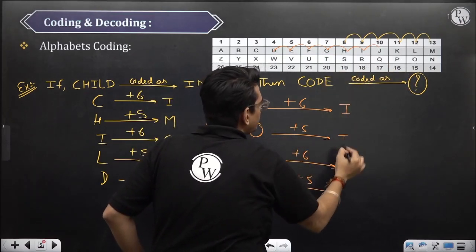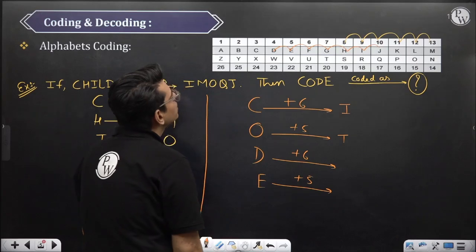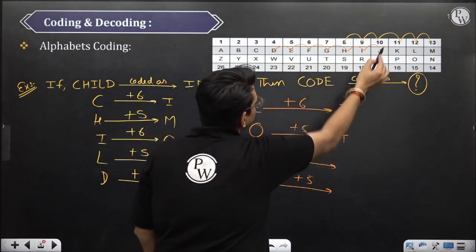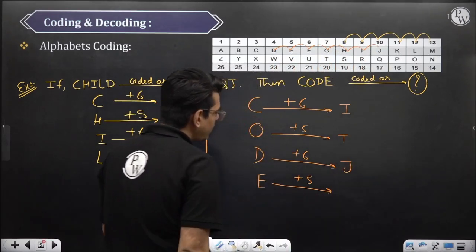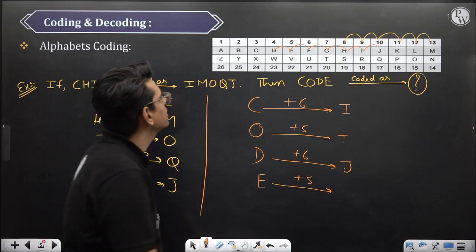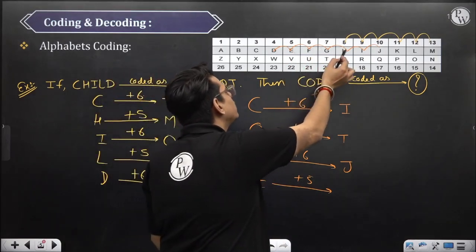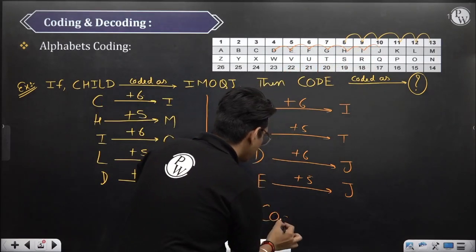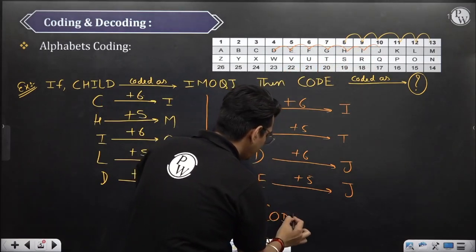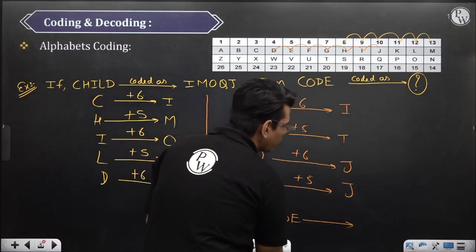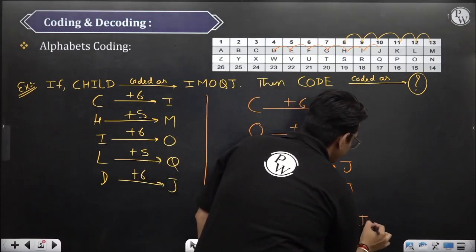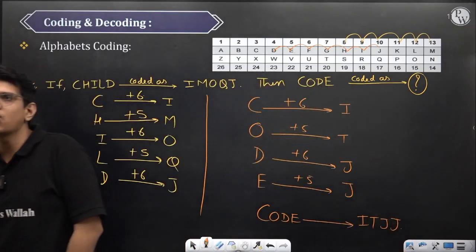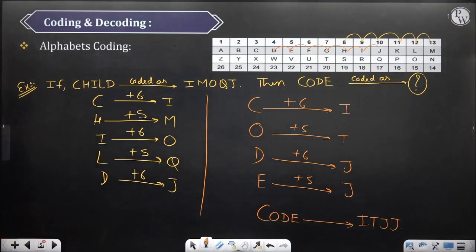This is T. D, we need to go 6 places ahead. Already we have 1, 2, 3, 4, 5, 6. So this is J. And E, we need to go 5 places ahead. E is here. 1, 2, 3, 4, 5. So this is J. So the code for CODE will be ITJJ. Right? Easy. So we will use this trick to solve all the different types of questions.